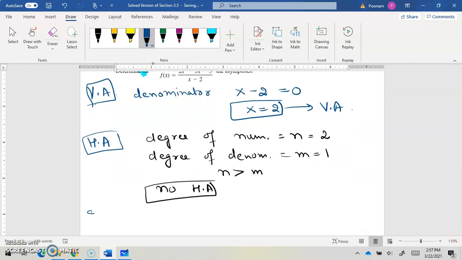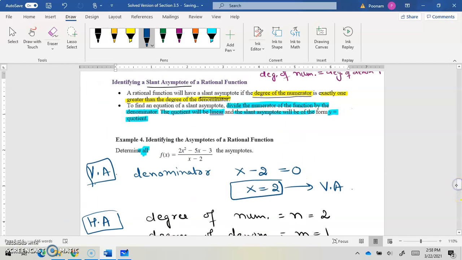Last one, let's find the slant asymptote. How do we find that? The first condition was that the degree of the numerator, which is 2, should be 1 more than the degree of the denominator, and the degree of the denominator is 1. So the degree of the numerator is 2, which is exactly 1 more than the degree of the denominator. So we have a slant asymptote. How do you find it? You divide the numerator by the denominator.